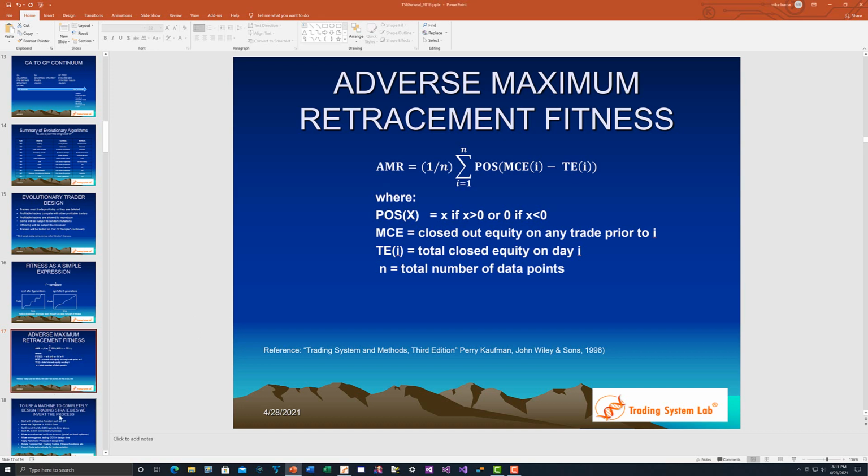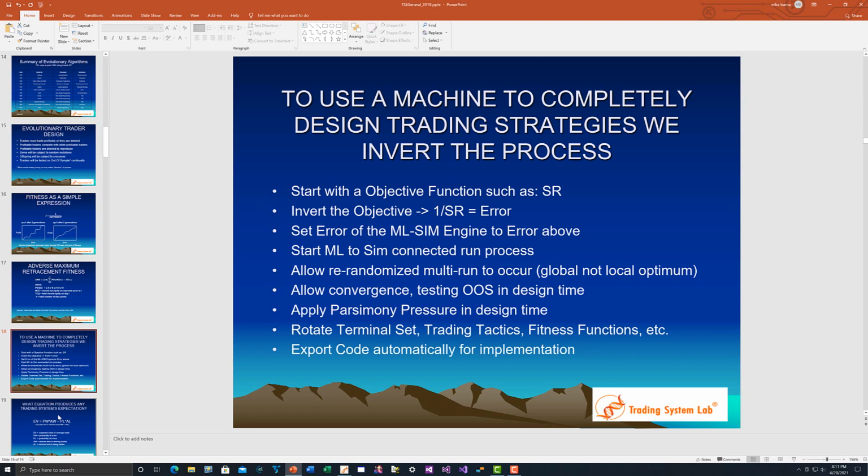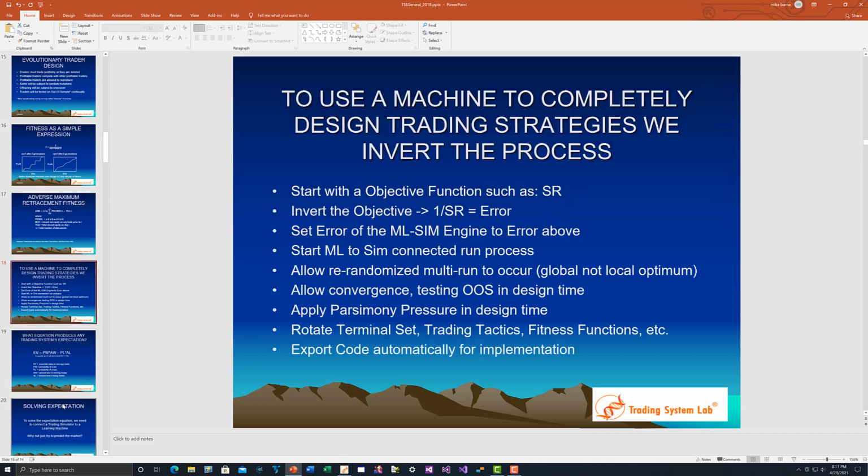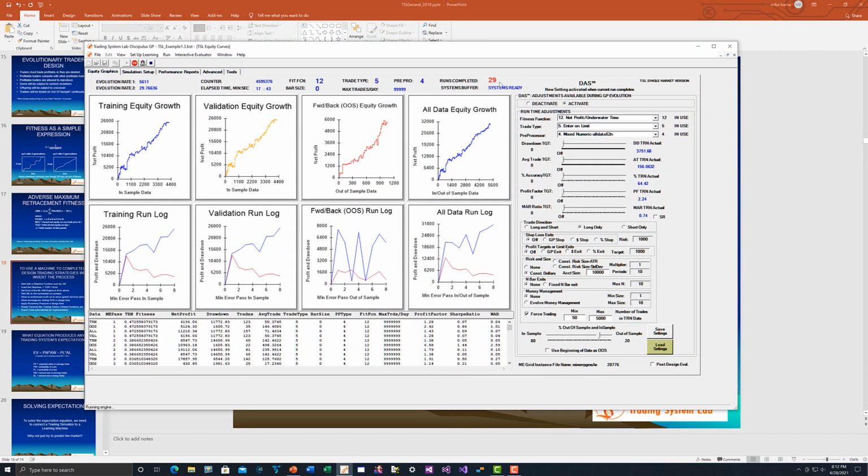Okay, so to use a machine to completely design the trading strategy, we need to invert this process. And we start with an objective function like Sharpe ratio. We invert it. That gives an error function. We set that error to the machine learning sim engine. We start the process. We allow re-randomization multi-run to occur. So the genetic program simulation routine is stopped and started multiple times. In this run that I currently have going, it has started and stopped 29 times already. So about once every 30 seconds or so, it has stopped and started.